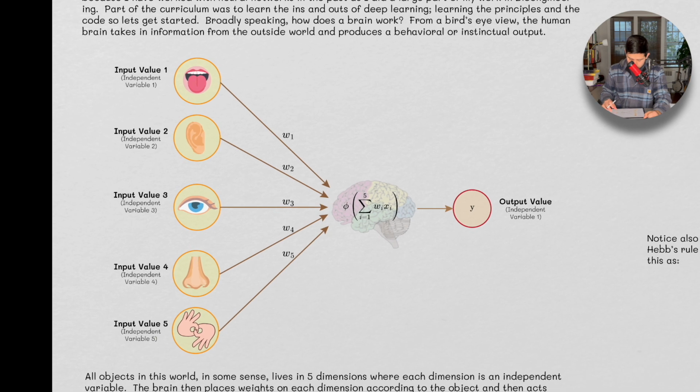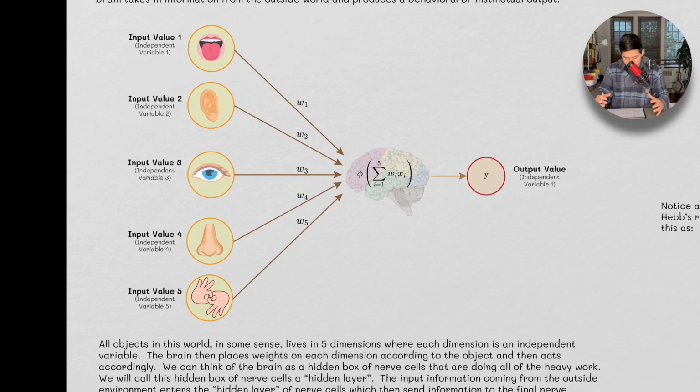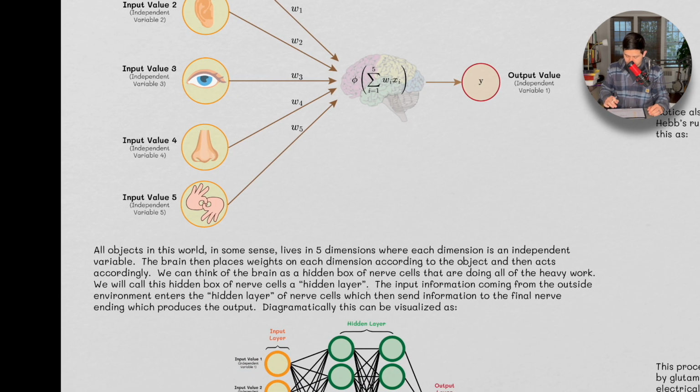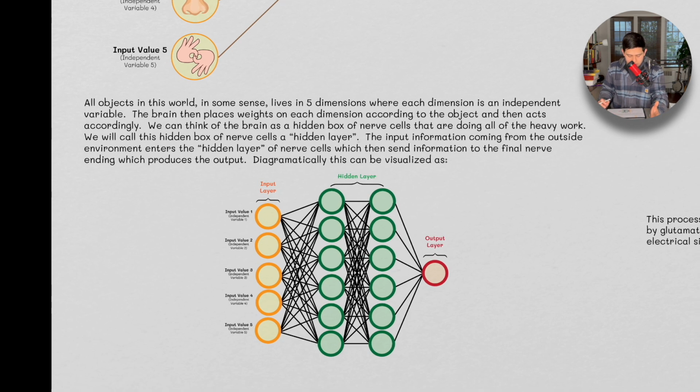So what does all of this mean, right? All objects in this very crude sense live in 5 dimensions, okay? Where each dimension is an independent variable. The brain places weights on each dimension according to the object and then acts accordingly. So this could be, again, some behavioral output.